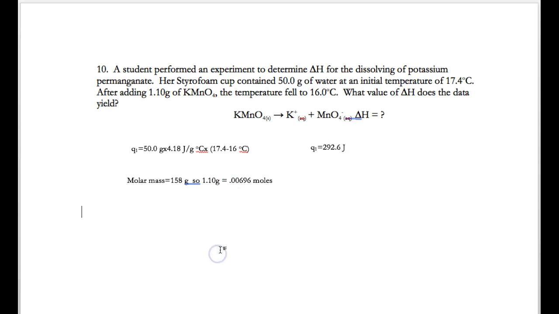So what we're going to do in this case is we're simply going to say 292.6 over the number of moles gives us a value of joules per mole, and then I've gone ahead and converted it into kilojoules per mole. You certainly could, in this question, express it as a much bigger number of 42,000 joules per mole.